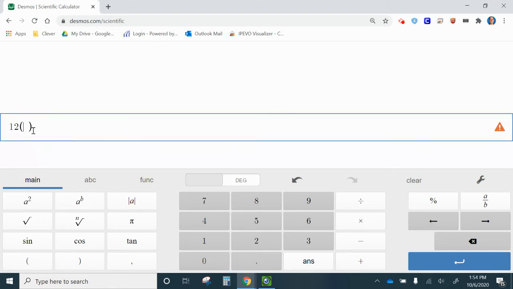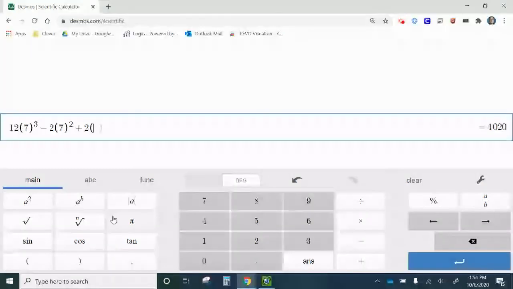Let's come back here. So 12, 7 times 7 cubed, minus 2 parentheses 7 squared, plus 2 parentheses 7, plus 6. So the perimeter is 4,038.